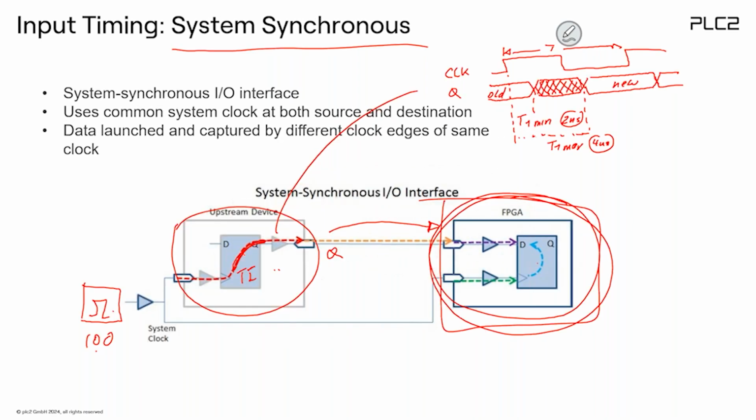So there are two situations. The first situation is system synchronous, and we will do the example for system synchronous. System synchronous means that we have one clock which is used for both components.